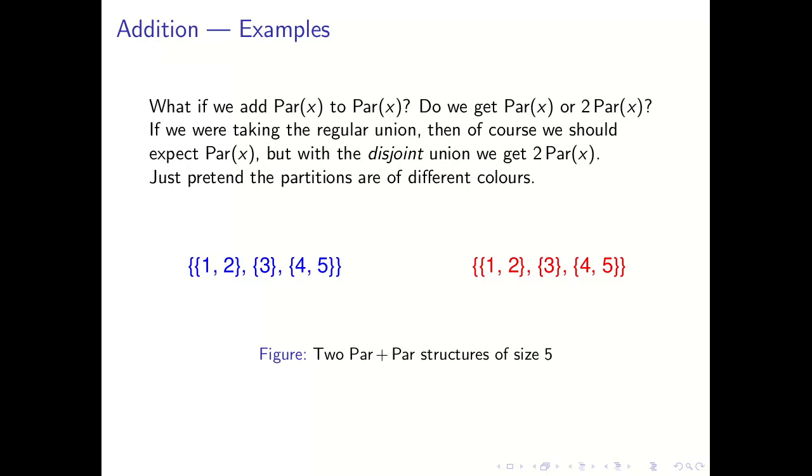Addition is pretty easy. Addition is by far the easiest one to think about, because disjoint union is a pretty easy thing to think about. And so the next thing we would want to ask is, well, is there a natural meaning for multiplication?